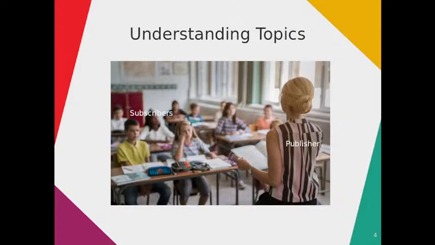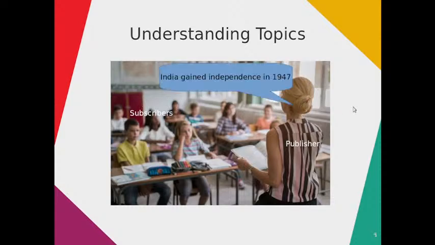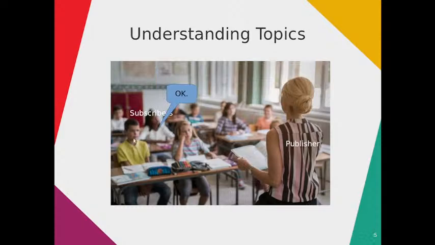So let's understand ROS. ROS has a system called topics and messages. In topics, a publisher publishes some message to the topic, and the subscribers subscribe to the message. Like this, the publisher has sent a message that India gained independence in 1947. This is a string. Now the subscribers will subscribe to that.